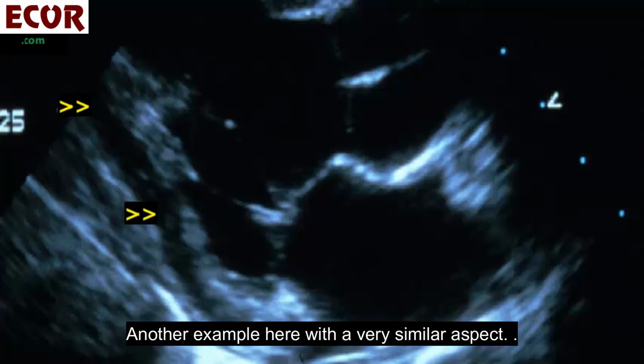Another example, here with a very similar aspect. Always be careful with any hasty diagnosis. Check mainly the subcostal view at the IVC right atrial entrance as demonstrated before.